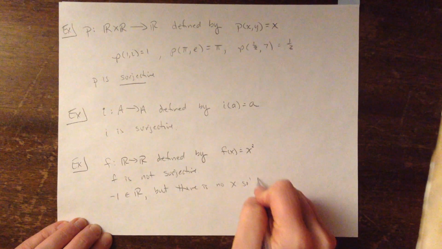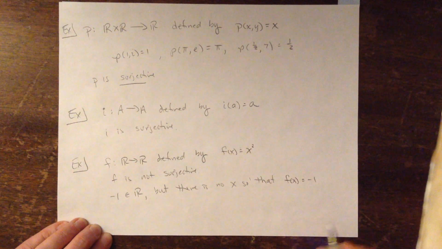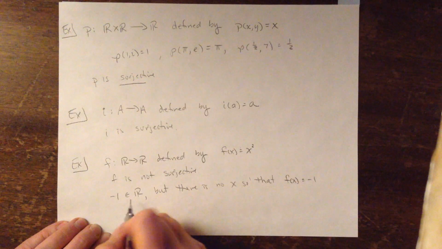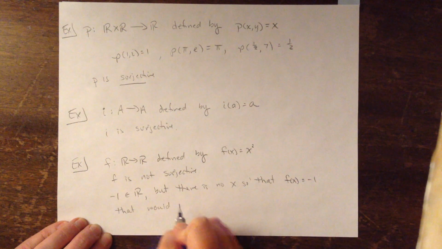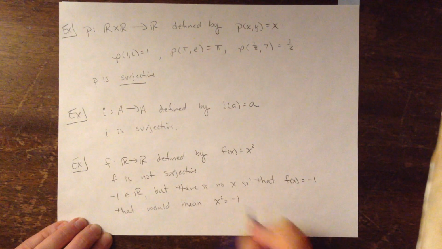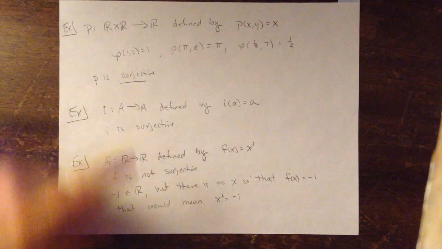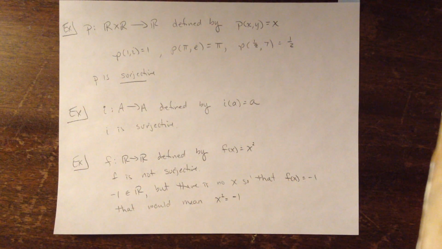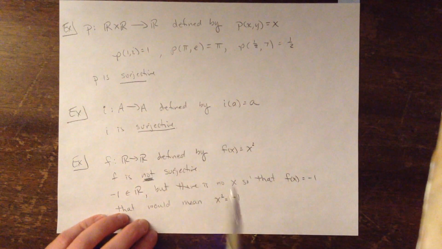So that f of x is equal to -1, because that would mean that x squared is equal to -1, which we know does not happen in the real numbers. So there's no element in the domain that gets sent to -1, or negative anything else for that matter. So this is not surjective. I'm going to double underline the not, and this one is surjective.